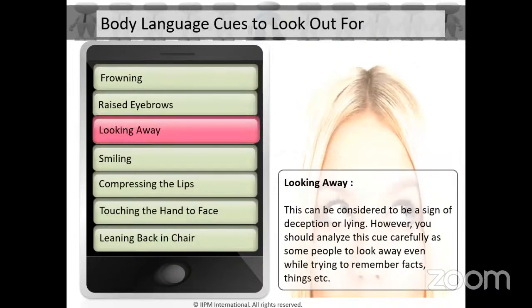Another one is looking away. When somebody is always looking away or even scratching their head, you know that nothing is really itching them, but they just scratch their head whenever the question comes. This can be considered a sign of deception or lying. However, you should carefully analyze this cue, because people can look away for different reasons. There are people that if they want to remember facts, they look away. Some others, if they want to lie, they look away. So find out which of this is happening. Because if you ask the person questions that do not demand that, there will be no need for the person to lie, and if the person is also doing the same thing, it could mean that that is just the person's style and body language, okay?